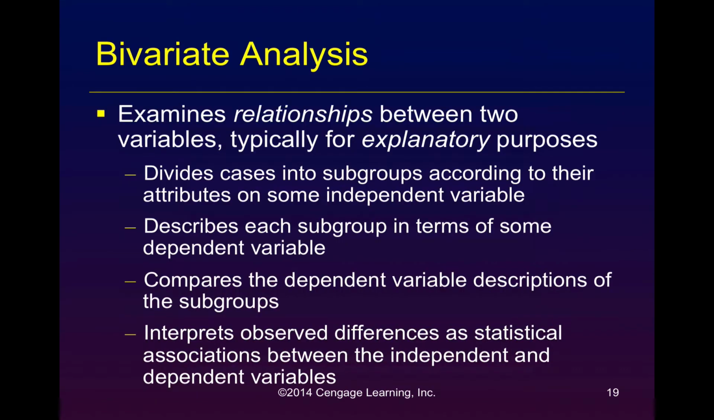Slide 19. Bivariate analysis examines the relationship between two variables in order to make some sort of explanation or to build a theory about the relationship between the two variables. So for example, if we want to know whether men and women, and remember men and women are the two subgroups of our variable sex, differ in, let's say, their approval or disapproval of a certain bond issue, sex would be the independent variable and attitudes toward the bond issue would be the dependent variable.